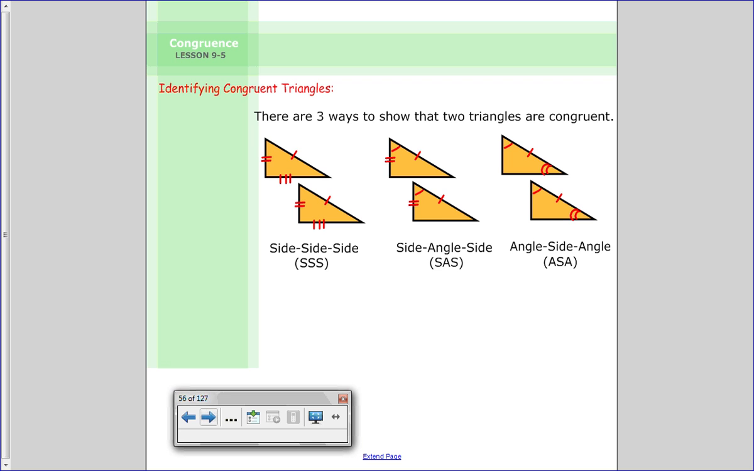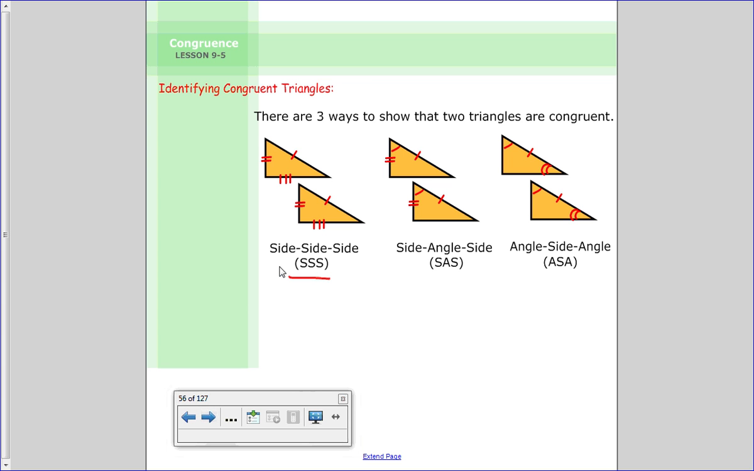All right, so that's one piece of the lesson. The next part is talking about how we can identify congruent triangles. And there's 3 ways to show that 2 triangles are congruent. All right, and that is using the side measurement, or as I have it listed here, the SSS.